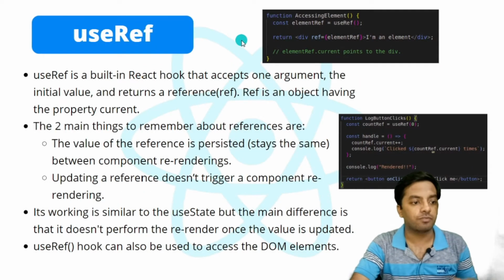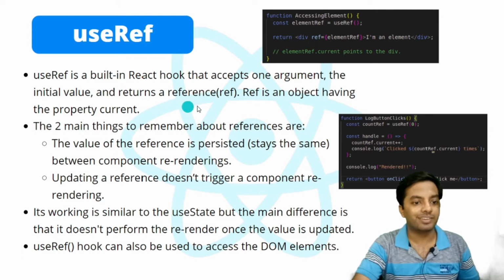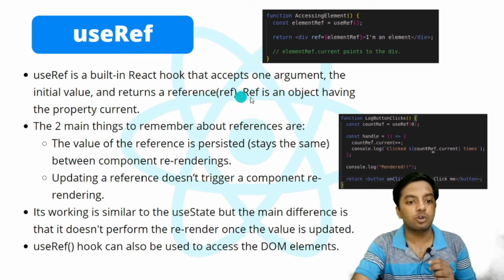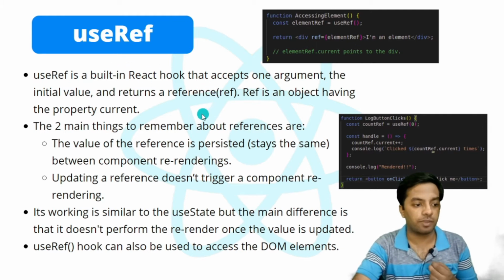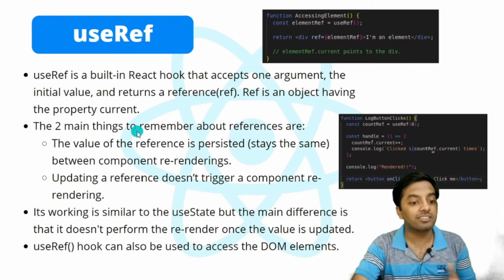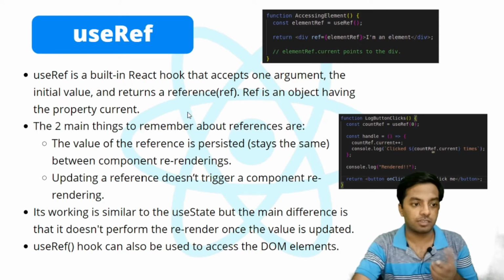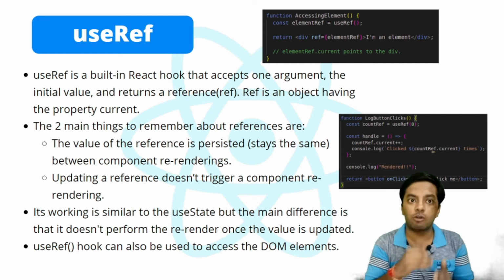Next comes the useRef. useRef is a built-in React hook that accepts one argument, the initial value, and returns a reference. Ref is an object having the property current. So this reference that is returned by the useRef hook has a property called current. The two main things to remember about these references are, first, the value of the reference is persisted between component re-renderings. That means the value of that reference remains the same during different re-renders. If a component is re-rendered, the value of that reference doesn't change.